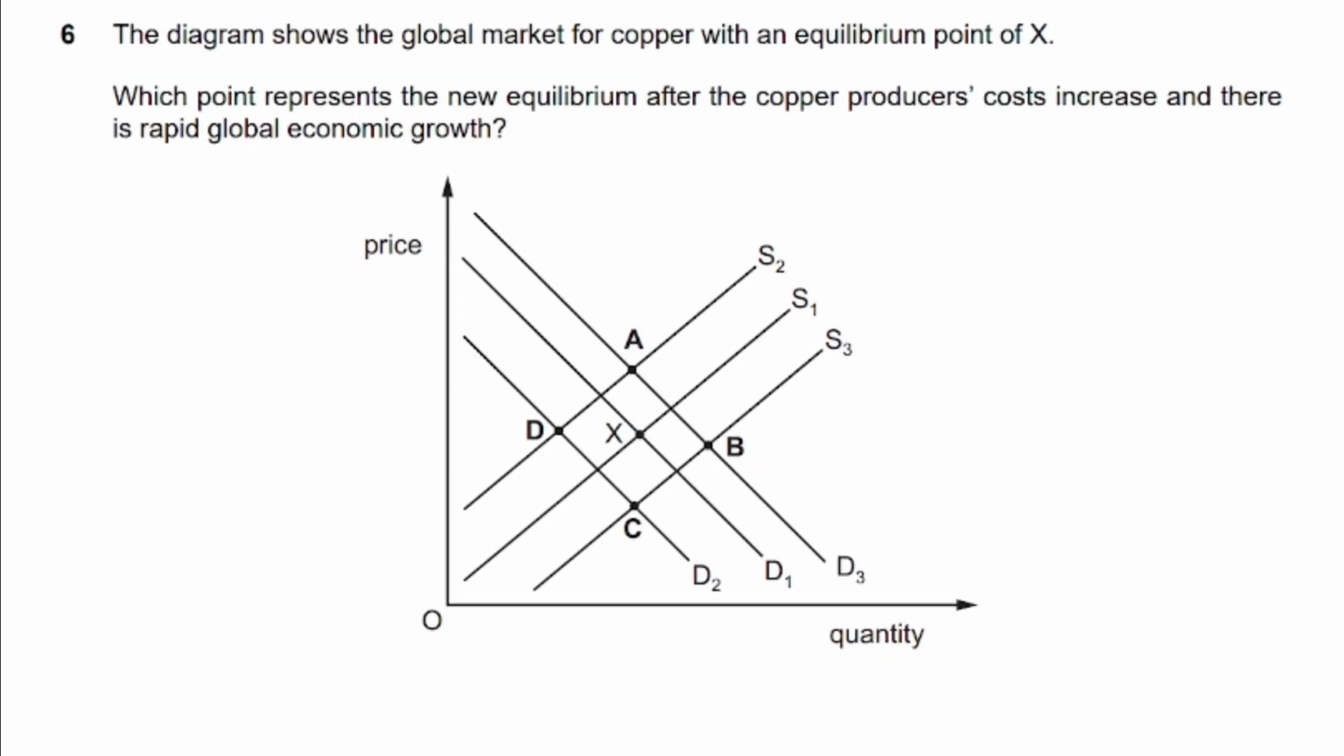Question number 6 is, the diagram shows the global market for copper with an equilibrium at X. Initially equilibrium is X, so S1 and D1 are the demand and supply curves. Which point represents the new equilibrium after copper producers' costs increase? If cost increases, then supply will fall to S2, to the left, and there is rapid economic growth. Economic growth increases demand, so demand will move to D3. So D3 and S1 now intersect each other at point A. So A is the correct answer.